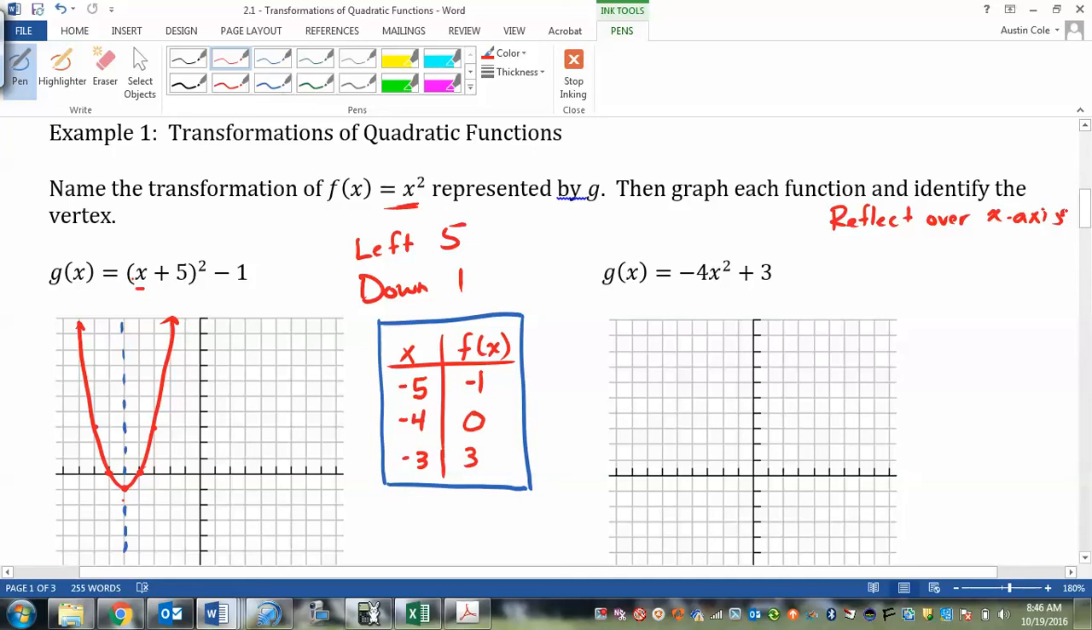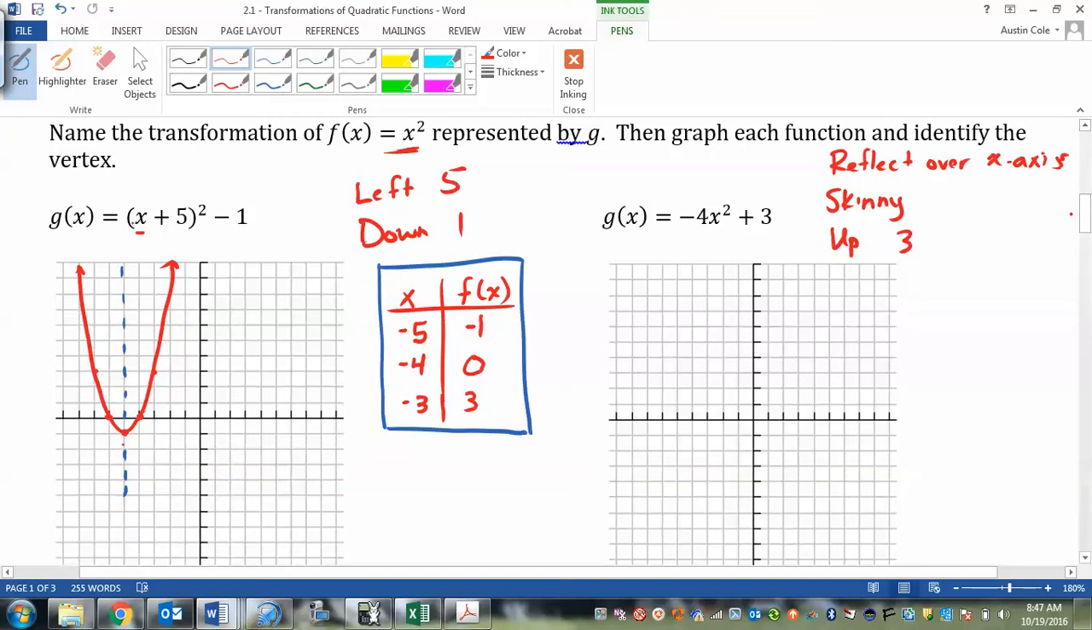What's this 4 going to do? Skinny. It's going to make it skinny. And the 3? Up 3. 3 is our k value, which is at the end, so it's going to move it up 3 units. So I'm going to put up 3 here. Okay?